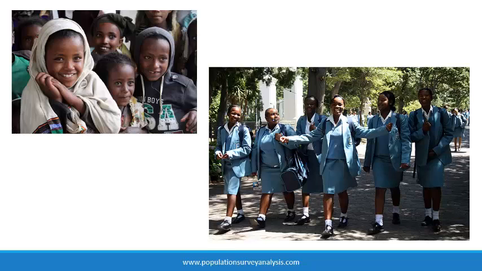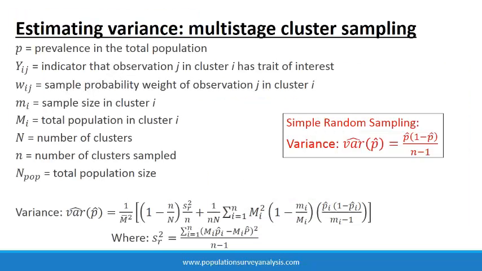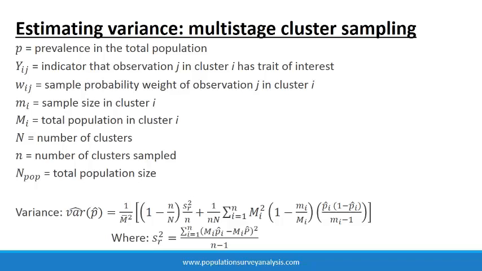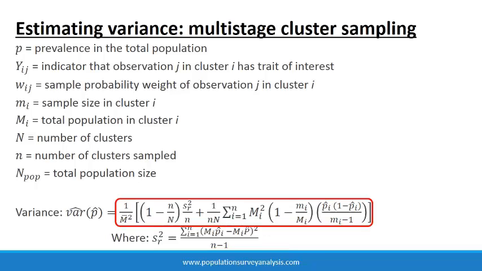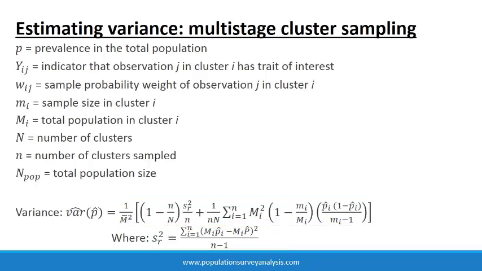Does that make sense? Remember from the simple random sampling lecture, variance of a proportion is calculated as the prevalence estimate times 1 minus the prevalence estimate, all divided by the sample size n minus 1. The variance estimates from a cluster sample are comprised of two pieces, variance within a cluster and variance across clusters. As you can see, the calculation of the variance estimator for the clustered samples is complex.